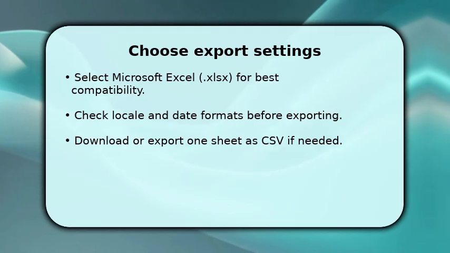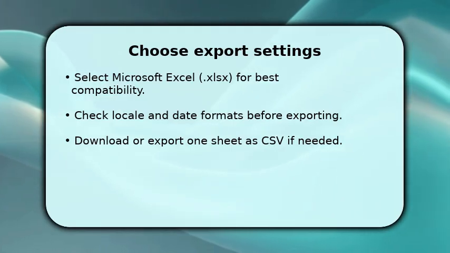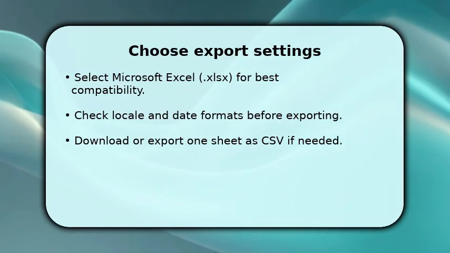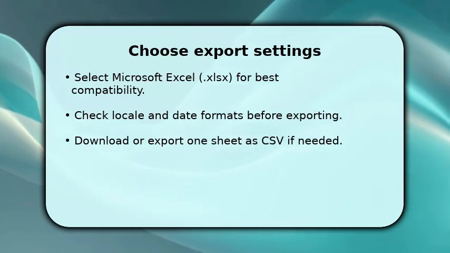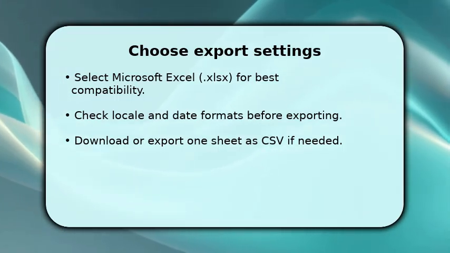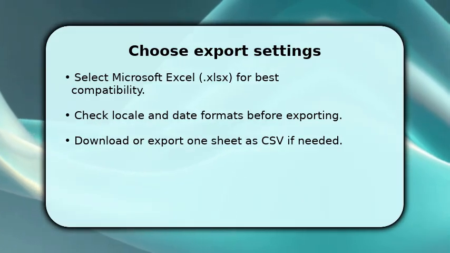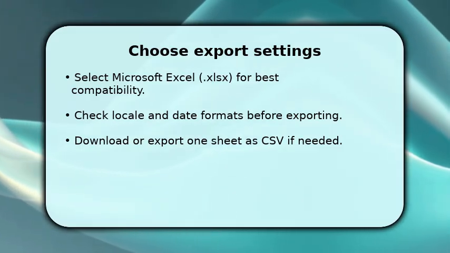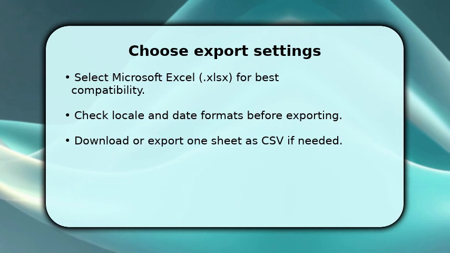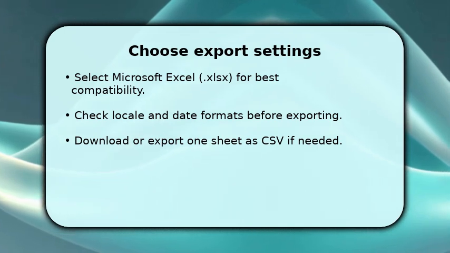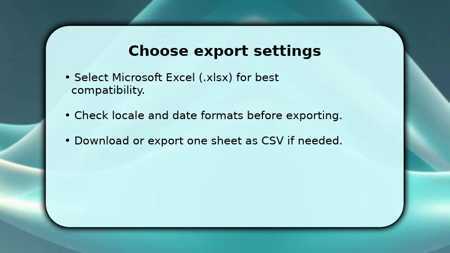Make sure to check the sheet locale and date formats. Mismatched locales can flip day and month. Change spreadsheet settings if needed. If you only require raw data or one sheet, export that sheet as CSV to avoid formula issues. While exporting, note that some Google-specific functions will convert to values. Plan to rework complex formulas in Excel afterward.